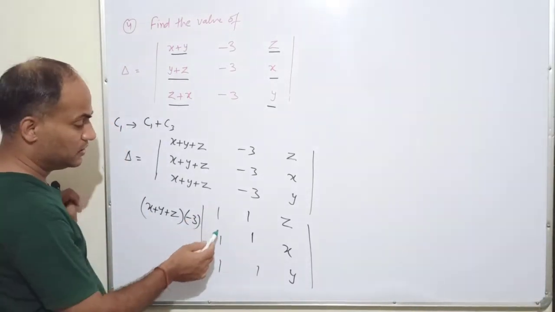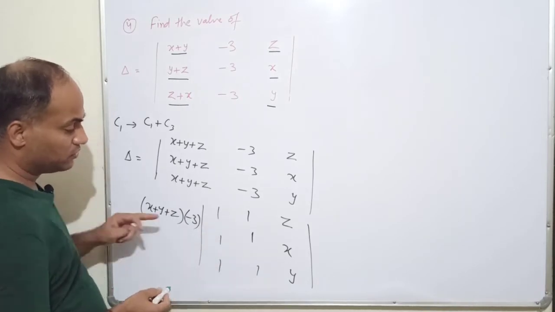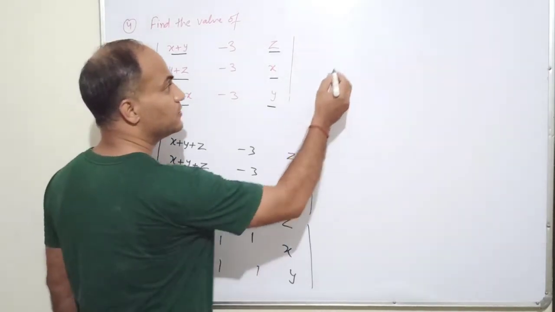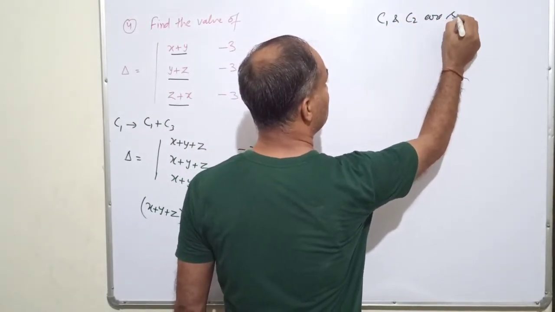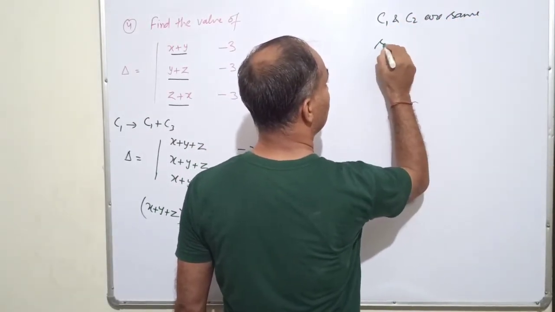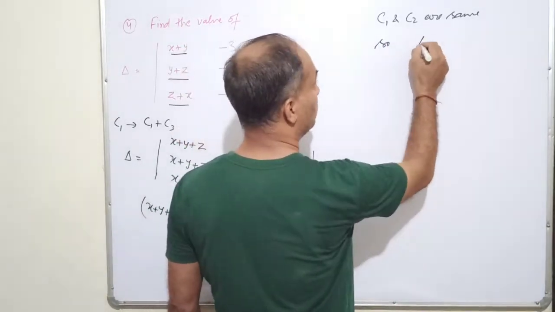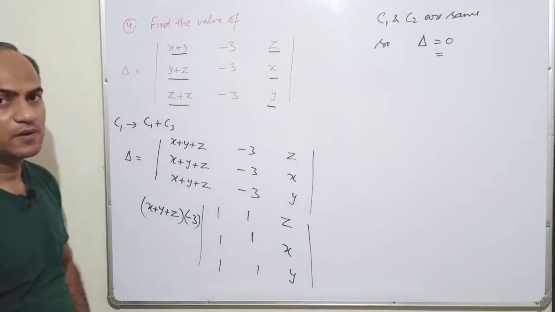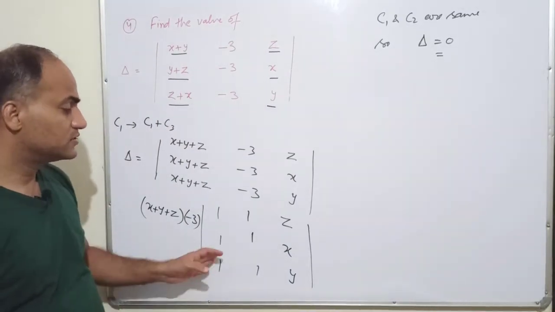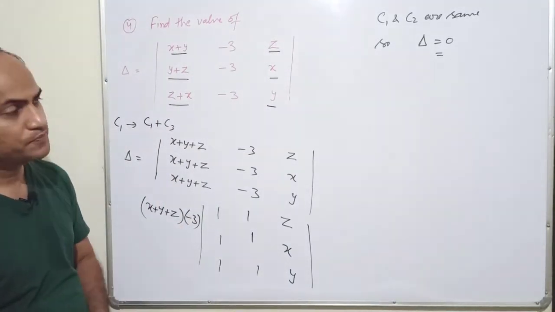Okay, these two columns have become the same. Okay, c1 and c2. So here c1 and c2 are the same, so the determinant is equal to 0. Clear? This is the property of determinant. If two columns are same, then the value will be 0.